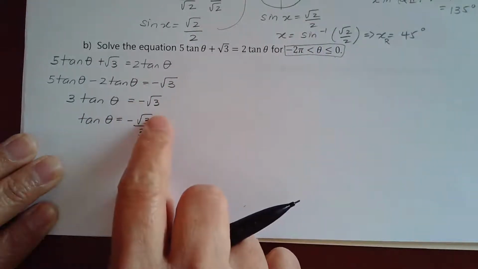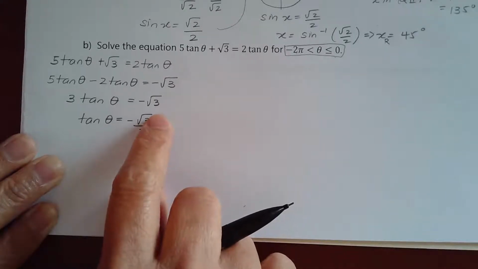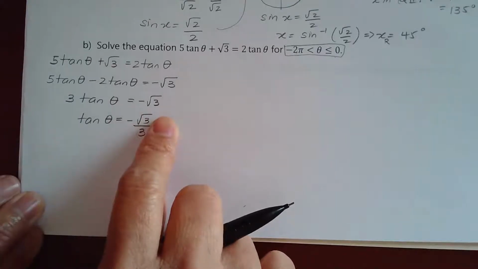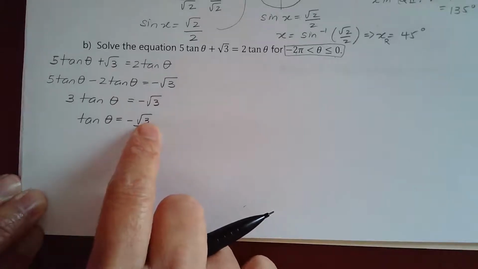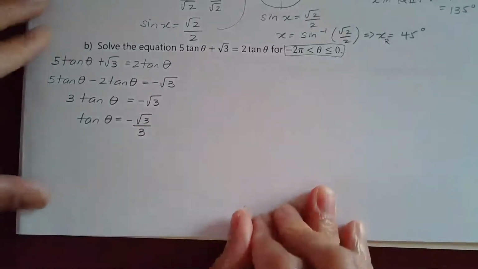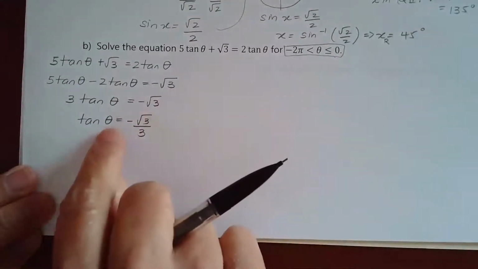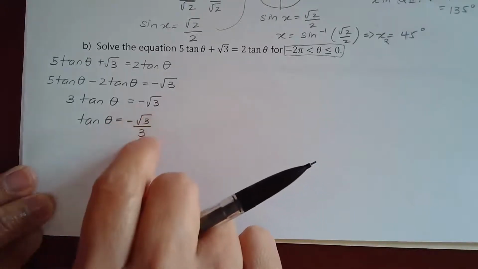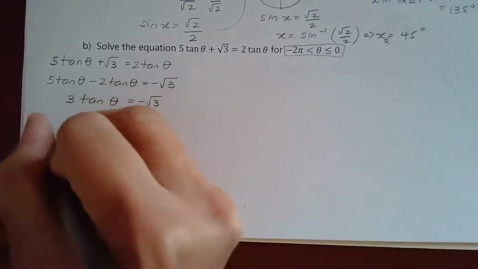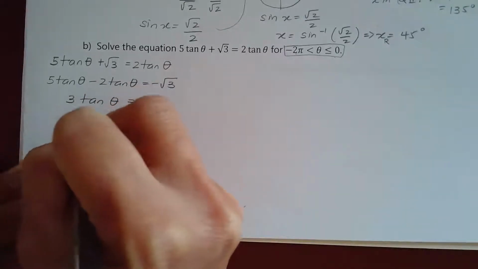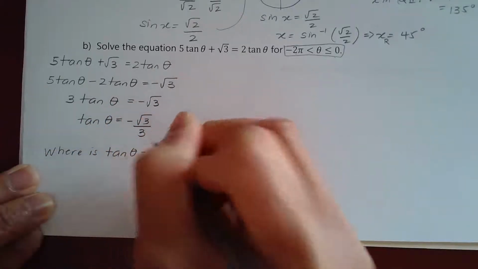Now, this is going to be really interesting because this is a rationalized denominator. Because we want the exact value, what angle is it where the tan of theta is negative? So where is tan of theta a negative value?